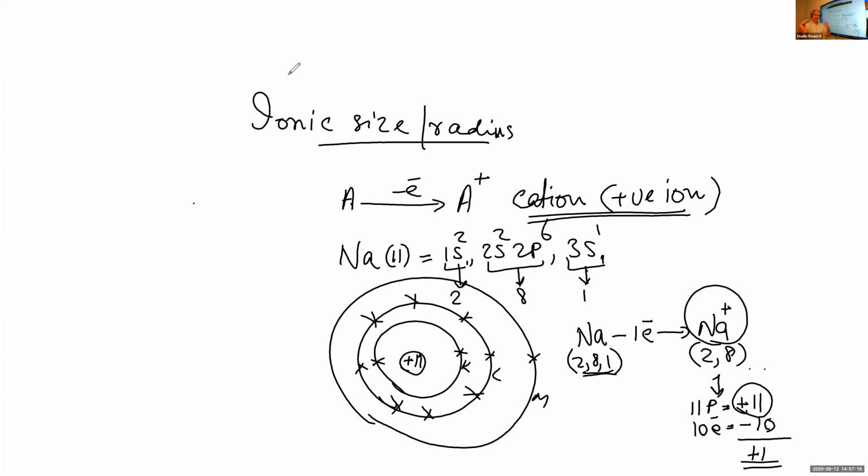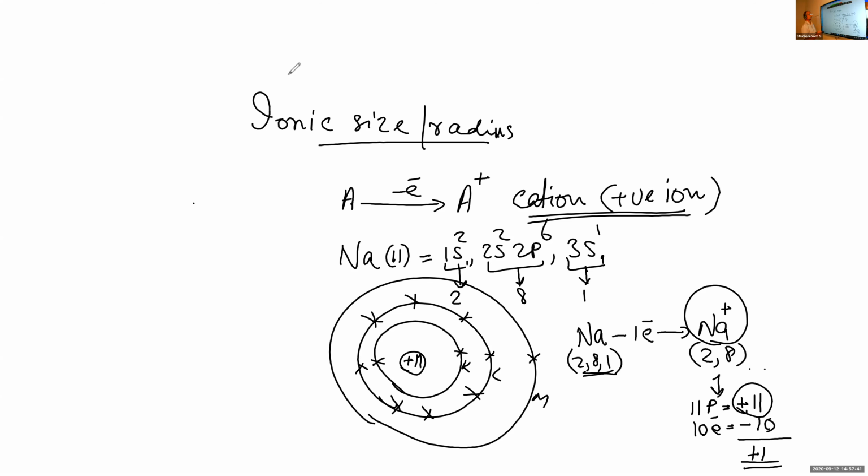So the attraction between the nucleus and the remaining number of electrons will be increased. And if the attraction is increased, what will happen to the size of the cation? The radius of the cation decreases.